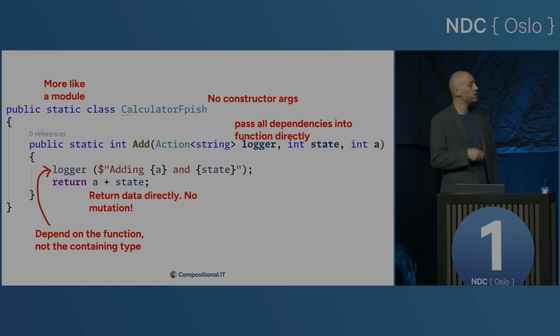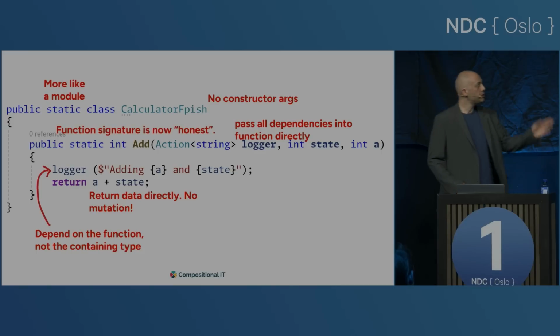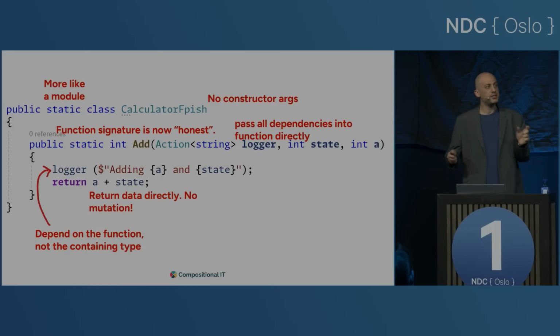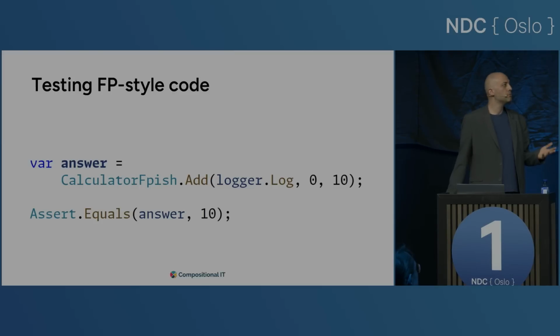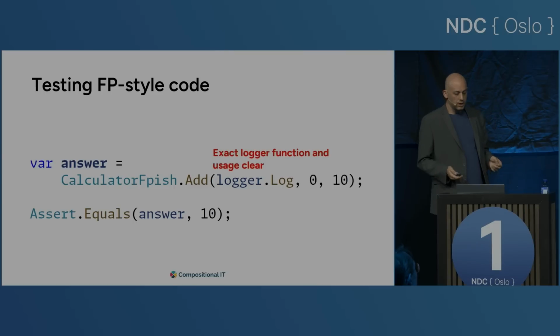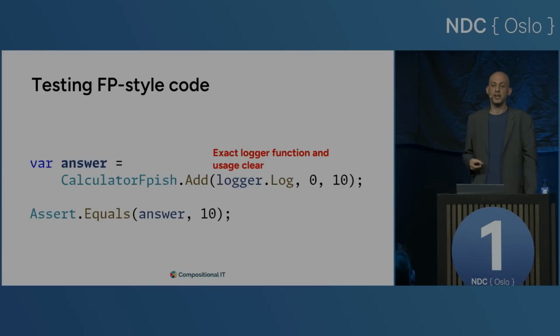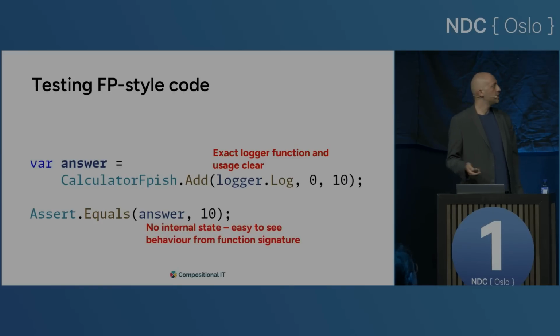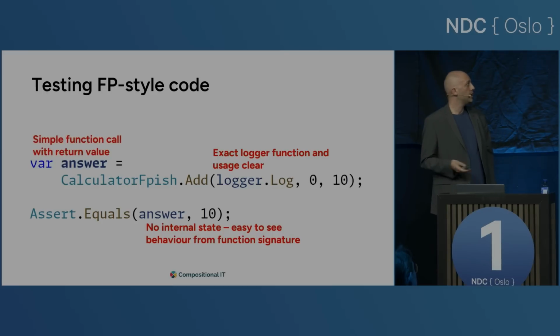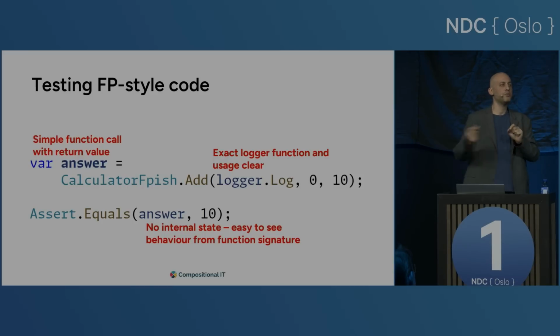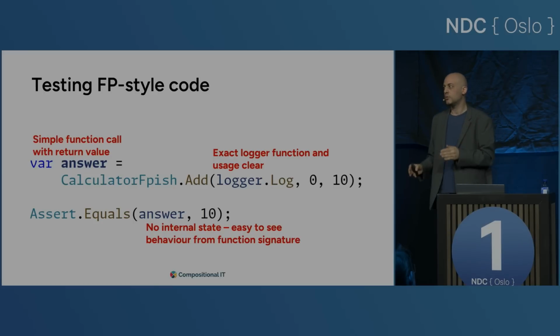And instead of mutating, I just return the answer. It's up to the caller to decide what to do with it. I'm not interested. And the function signature now is much more honest. I can see that I'm returning an integer, and these are the things that this function depends upon. There's no magic there. Testing it is also much, much easier now. I can explicitly see this is the log function that I depend on. I don't depend on the entire logger type, and I know it's being called from within add because it's needed. And there's no internal state. I simply get back an answer, and I can assert that. So there's no magic going on. And this principle of simplicity, where I call something, I see what it needs, and I get back an answer, that's what we're really talking about here.